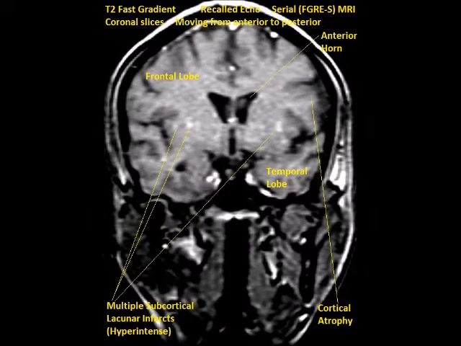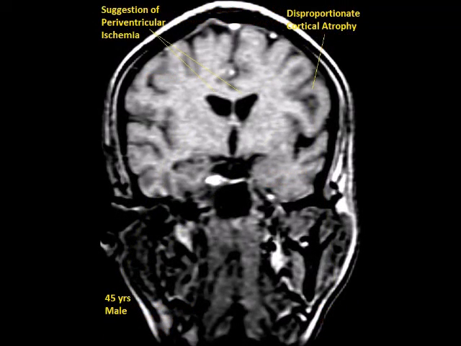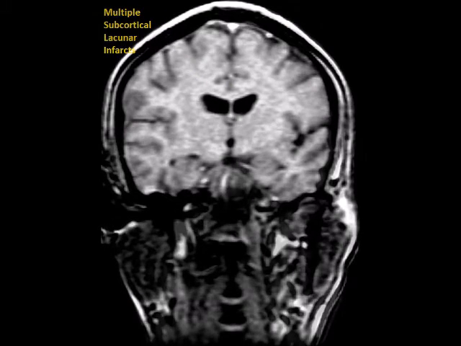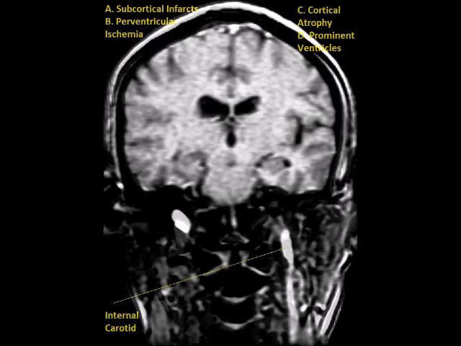These are coronal sections of the brain, which may be a little difficult for some people to identify. Therefore, the normal structures have been labeled, and these sections are moving from front to the back, from anterior to posterior. Here again, we can see basically the same things. There is disproportionate cortical atrophy, and there are multiple hyperintense lacunar subcortical infarcts on both the sides, more on the right side.